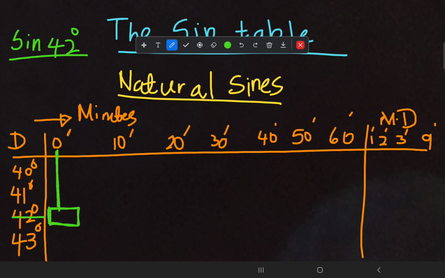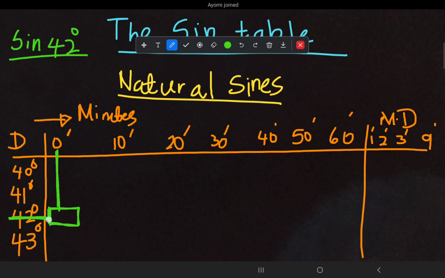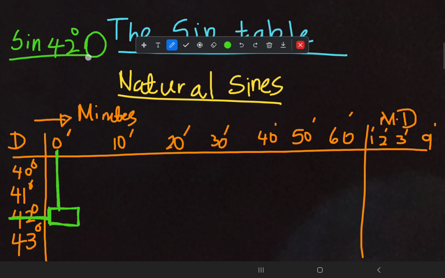Naturally, you will have a decimal value in here. That is going to be our sine 42 degrees. How did we find our sine 42? In degree measurements, we have to look at the sine 42 column, and in minute measurements, there are no minutes indicated here. So that should be 0. Okay, 42 degrees and 0 minutes. This is the way you should find it.